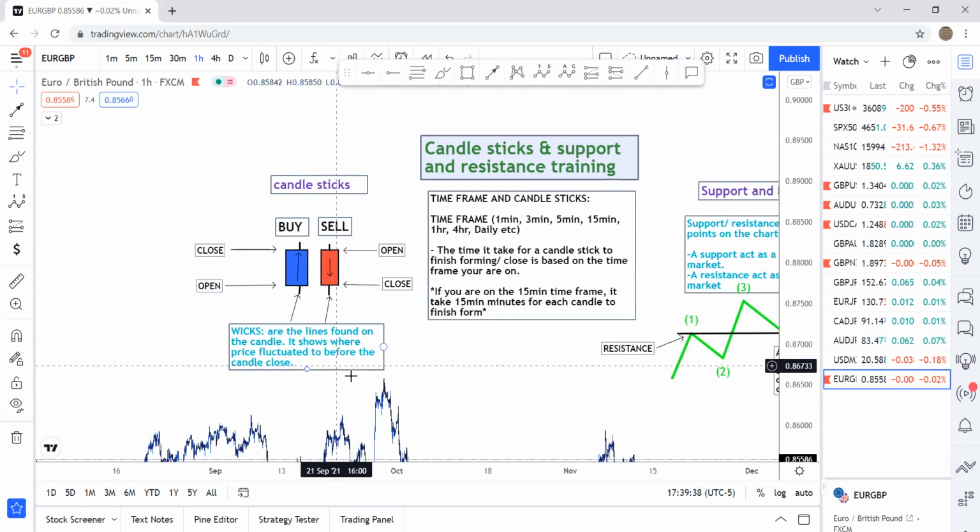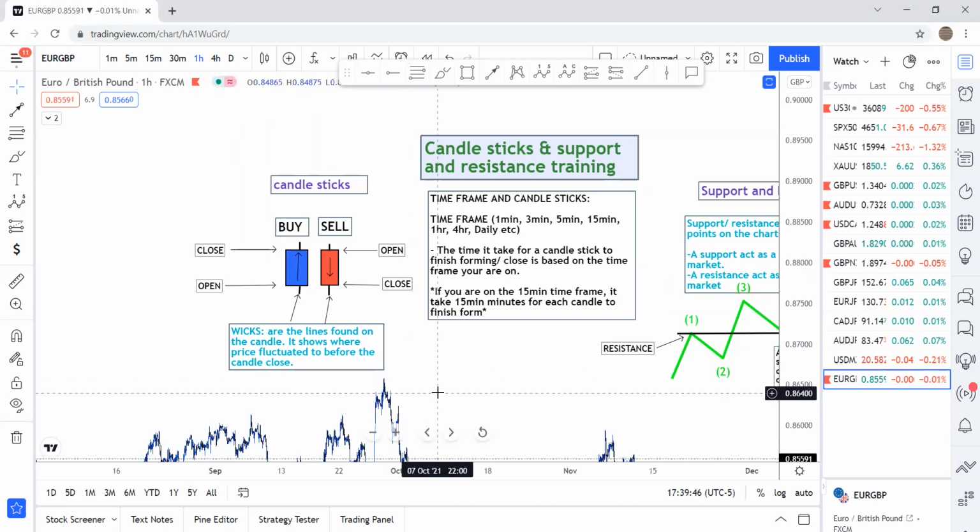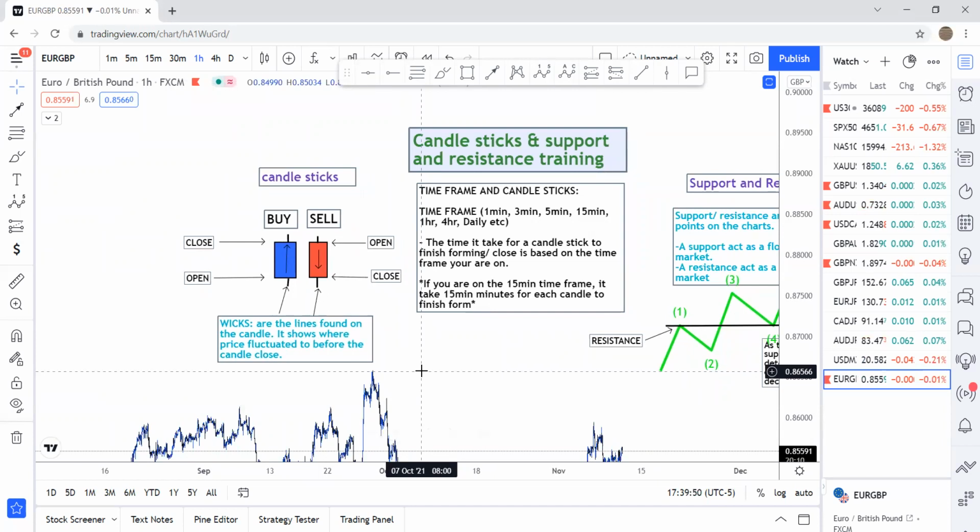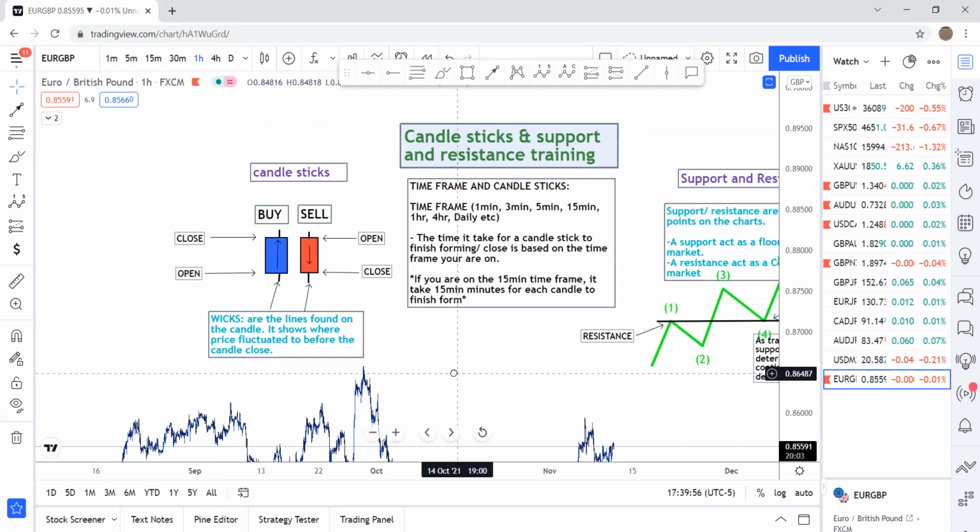Now, what are wicks? And once again, guys, feel free to take screenshots of this. If you want to review or show anyone this, feel free to take screenshots, and you can mark up the screenshot to help yourself remember the information a little bit better.